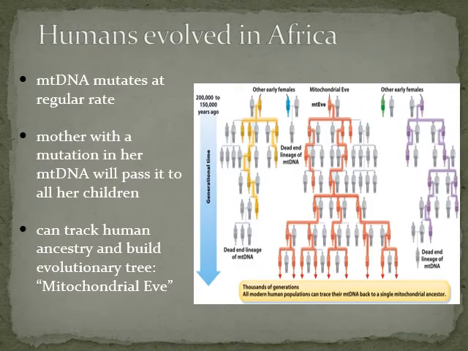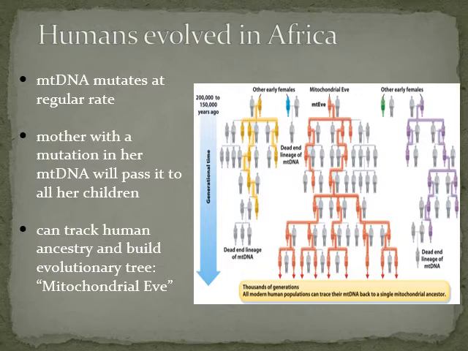Because we know that this mitochondrial DNA mutates at a regular rate, we can figure out how long ago groups diverged based on the number of differences. This is a pretty common theme when we're looking at genetics, right? The more differences you have in your DNA sequence, the more diverged you are, the further related you are. The closer related, the fewer differences you have.